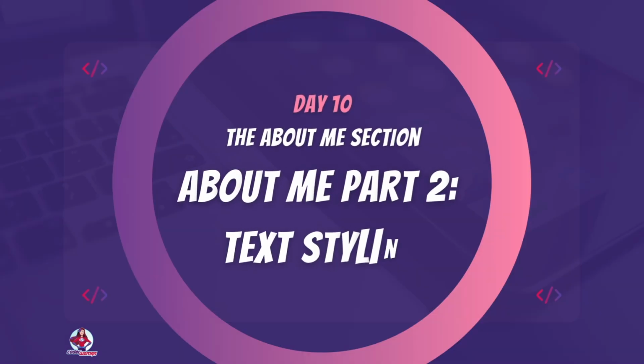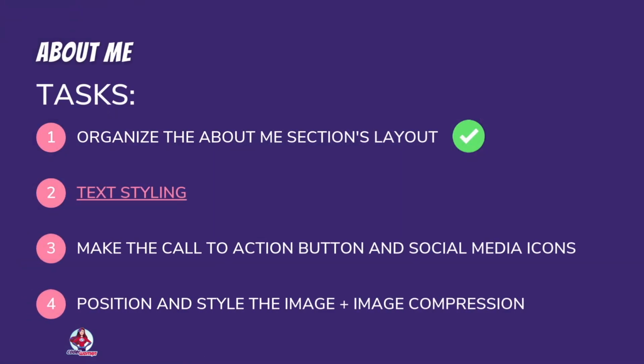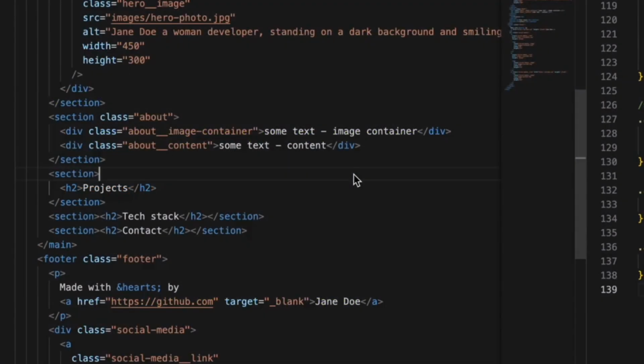This lesson is a great chance to review some of the HTML and CSS lessons we've done before. You will build on what you've learned and put it into action. Let's begin. We will be working on what's inside the About Content div. So let's first remove the temporary text. We don't need it anymore. We can remove it from the About Image Container div too.